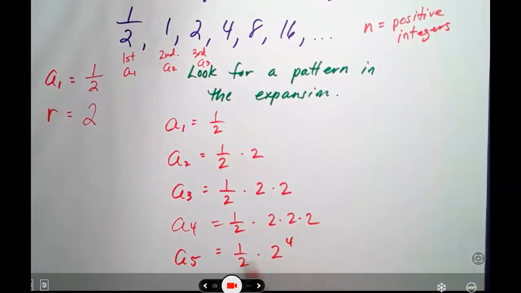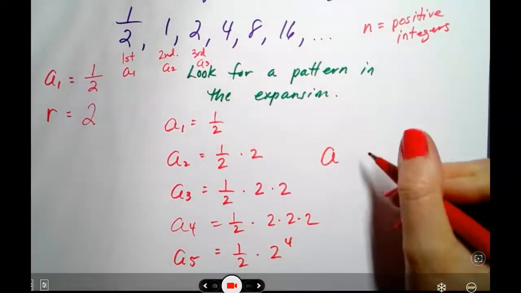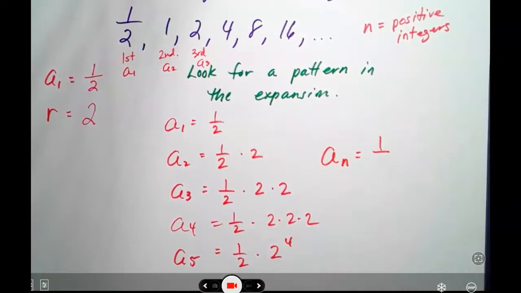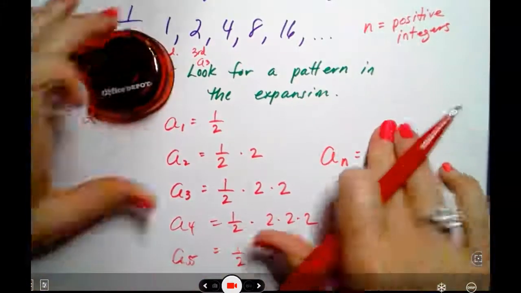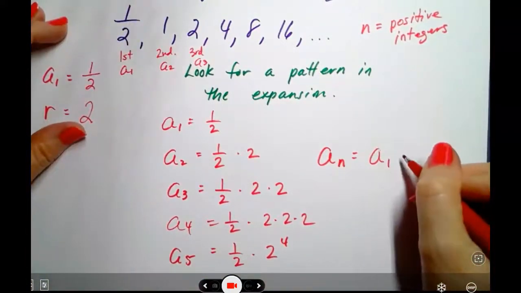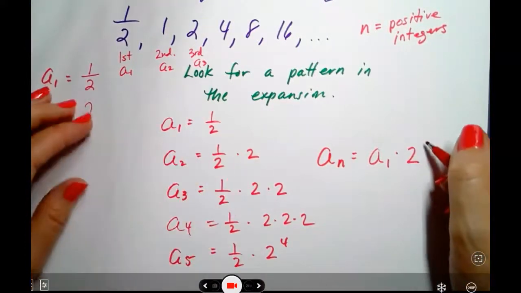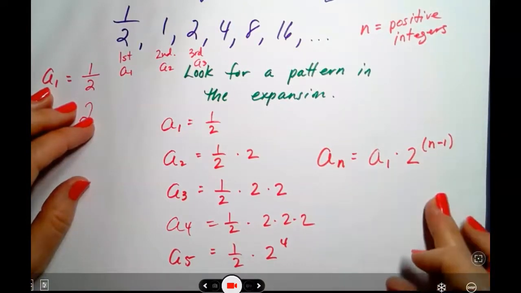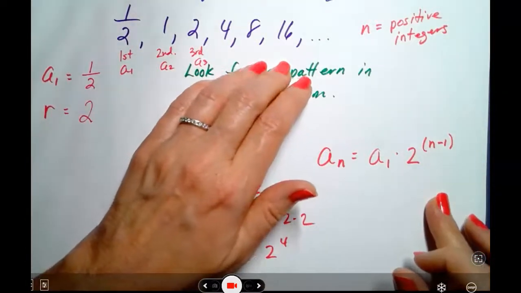And of course, since 4 is 1 less than 5, our general rule here is simply going to be a sub n equals, not 1/2 because we're writing it in general terms here, but since 1/2 is a sub 1, a sub 1 times r, which is 2 to the n minus 1 power. So this is our general rule or general formula for this geometric sequence.